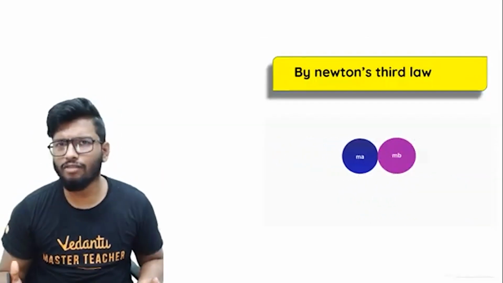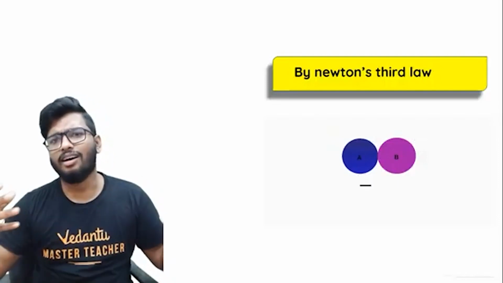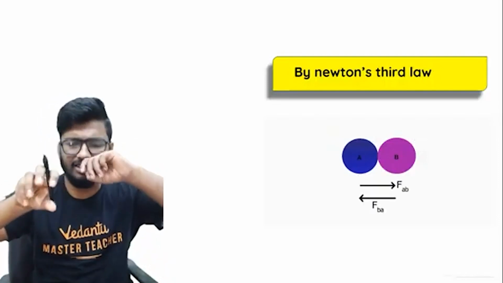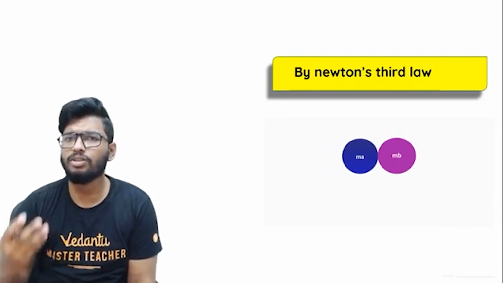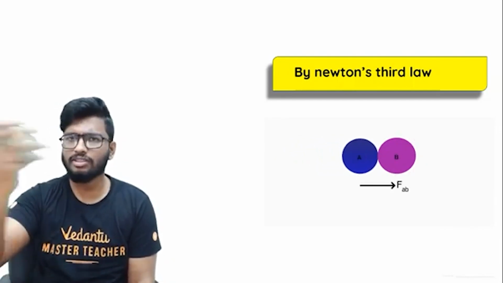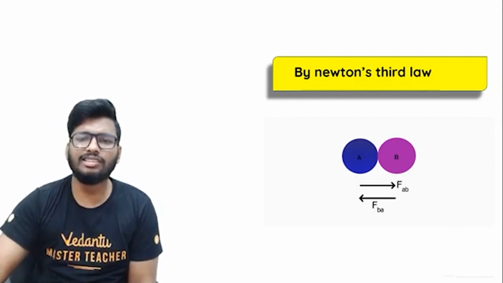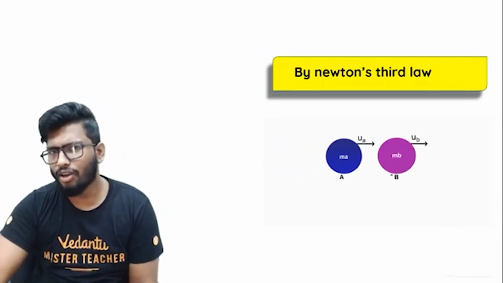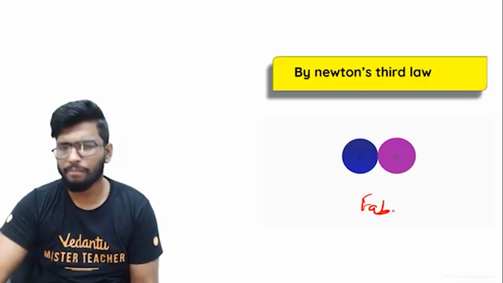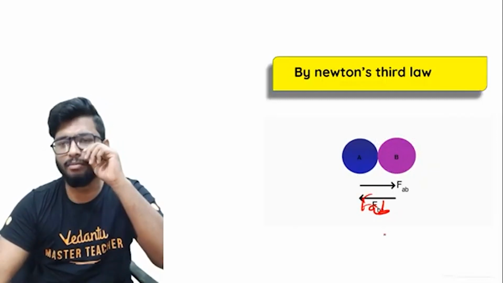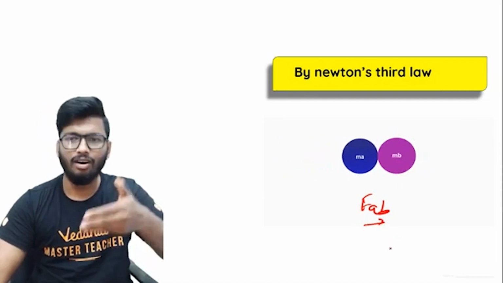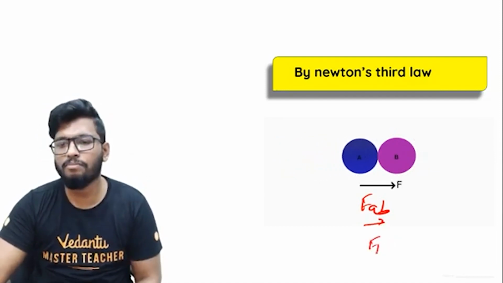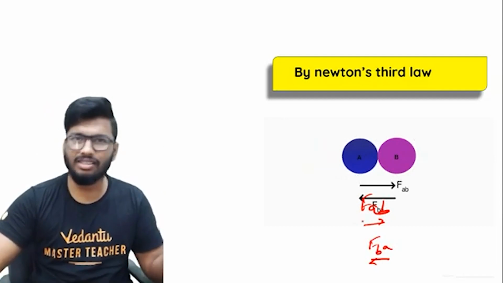So according to the third law of motion, what do you say? If there's a force exerted by one body on another, there's an equal and opposite force acting on the other body, in the opposite direction. So let's say the force exerted by the first body on the second body is FAB, and the force exerted by the second body on the first body is FBA, which is in the opposite direction.